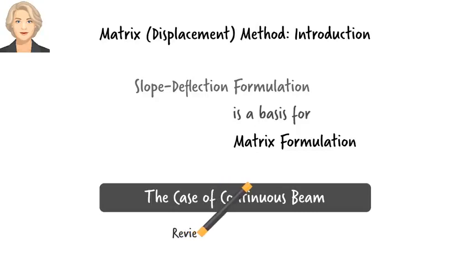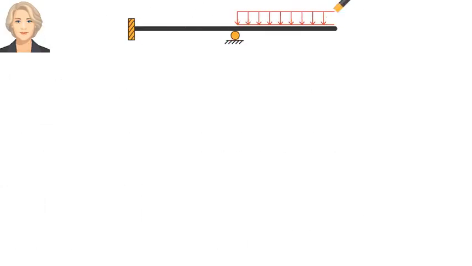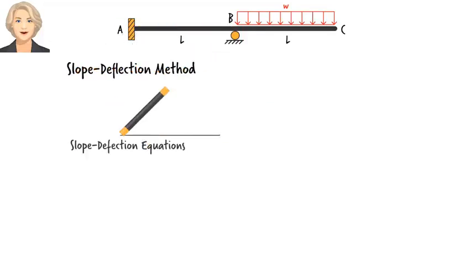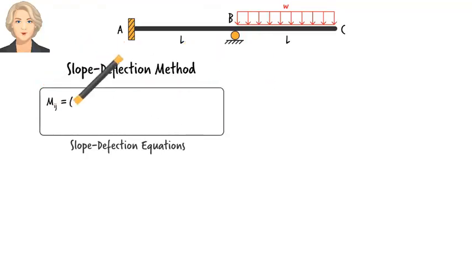To begin, please review the slope deflection method presented in lectures SA 27 through SA 33. You also need to be familiar with basic matrix notation and operations, as we are going to write our equations using matrices. Consider this particular continuous beam. If we were to analyze it using the slope deflection method, first we would have written the slope deflection equations for each member.